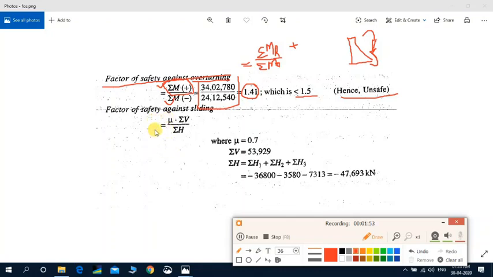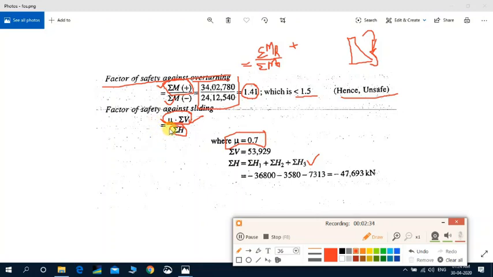Another is the factor of safety against sliding. In order to calculate it, we have to multiply the summation of all the vertical forces by the coefficient of friction. Whenever I say summation, it means algebraic sum. Suppose the coefficient of friction is 0.7, divided by the summation of all the horizontal forces. That will give you the factor of safety against sliding.